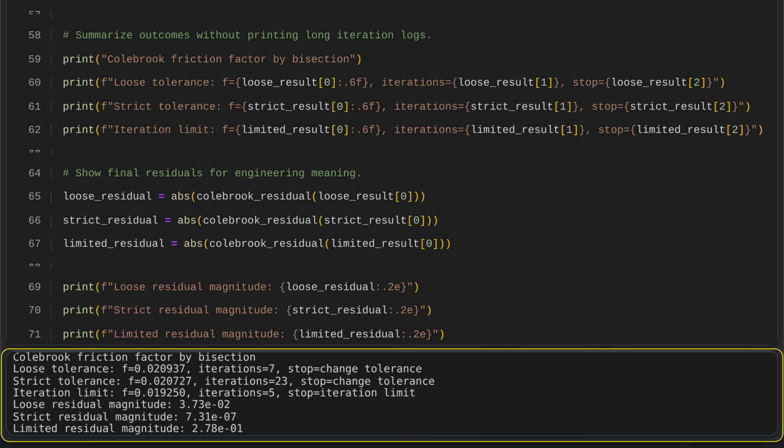This script solves the Colebrook equation for fluid friction factors using the bisection method. It tests loose and strict tolerances, as well as a case with too few allowed iterations, to show how the stopping rule affects the result. The tolerance-based cases stop when the residual is small enough, with the stricter setting taking more iterations, while the limited case stops because it reaches the iteration cap. The reported residuals show how closely each computed friction factor satisfies the equation.